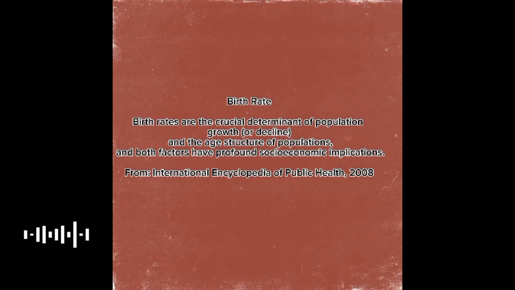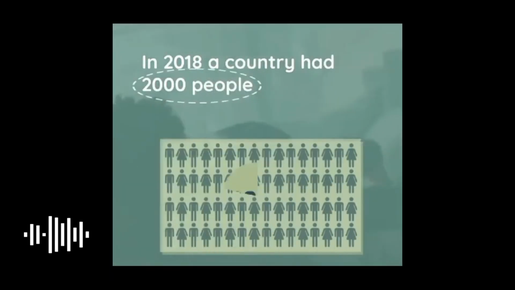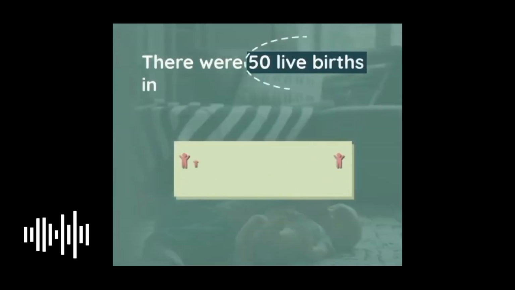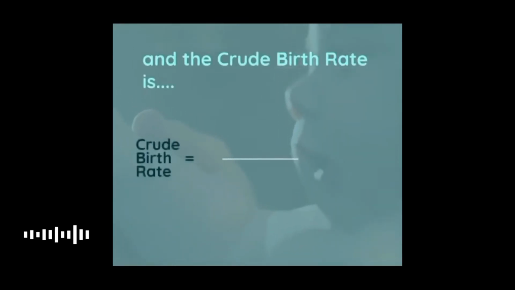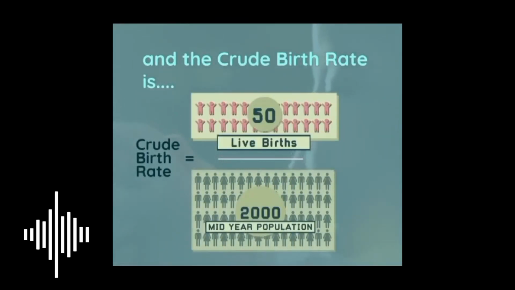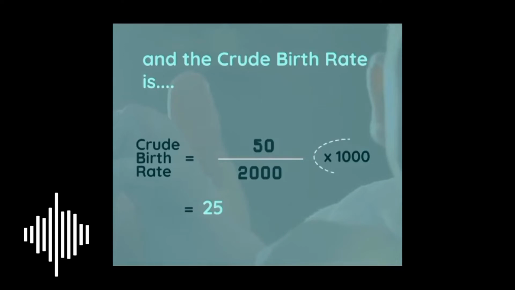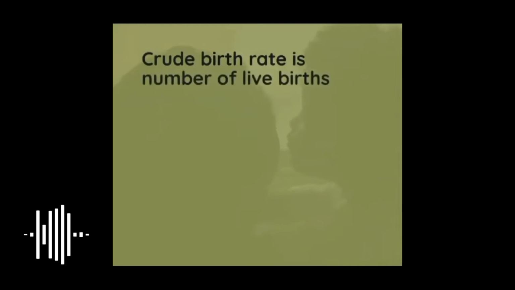What is crude birth rate? Let's begin with an example. In 2018, a country had 2,000 people with a mid-year population. There were 50 live births in that year. To get the crude birth rate, it is equal to 50 live births divided by 2,000 mid-year population times 1,000, which is equal to 25.